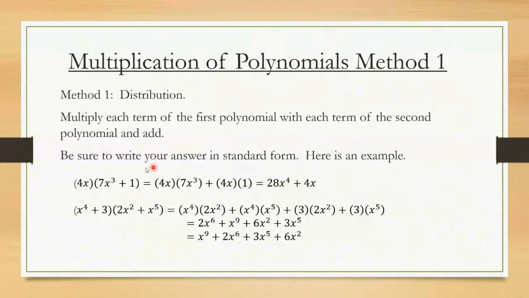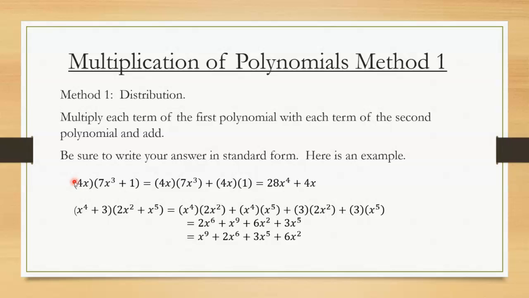So here's our first example. We have 4x times 7x cubed plus 1, let's say. So to use distribution, we're going to have 4x times 7x cubed, plus 4x times 1. And so from here, we end up with 4 times 7 is 28, 28 times x to the 4, plus 4 times x. That's what we get here.